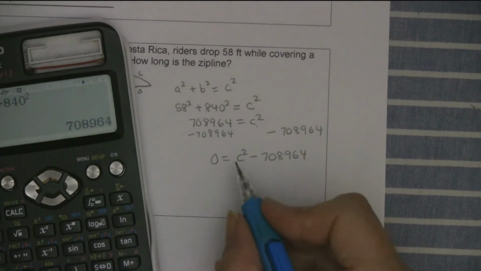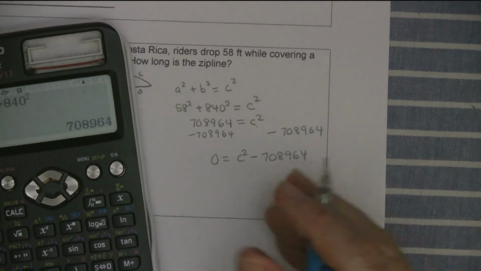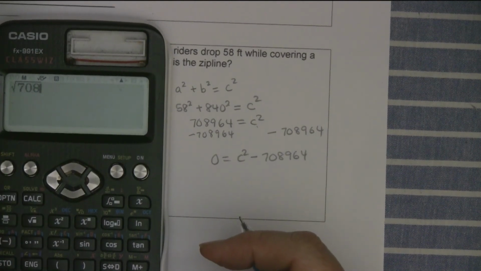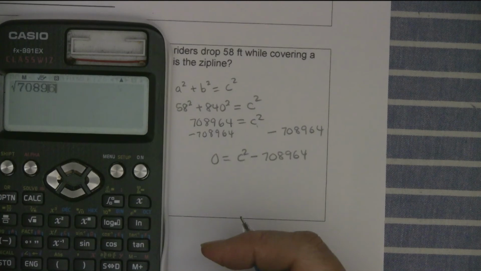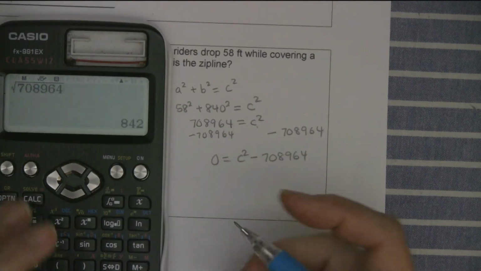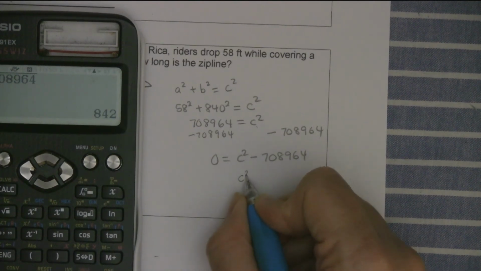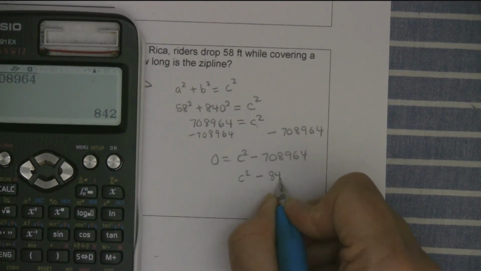So I'm saying to myself, is this binomial a difference of squares? I'm thinking that it will be a difference of squares, and I'm going to give it a try with my calculator. It's not one I recognize, so I'm not saying to myself, oh, I think it's a difference of squares, but I see that it went evenly, right? So this is c squared minus 842 squared.